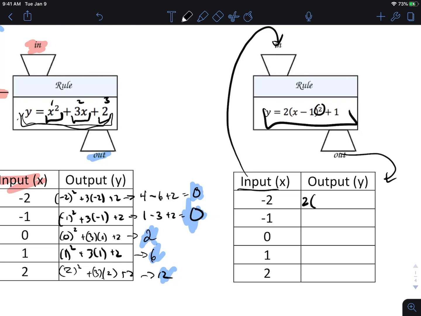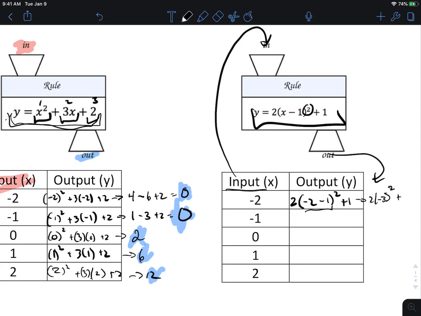So I'm going to plug in x's, so 2 times negative 2 minus 1 squared plus 1. I have to do the inside first, which is going to be negative 3. 2 times negative 3 squared, running out of room, plus 1, which is going to turn into 2 times 9 plus 1, which is 18 plus 1, which is 19. That was a little bit uglier. Not a nice function machine relative to the one that looks like a line.